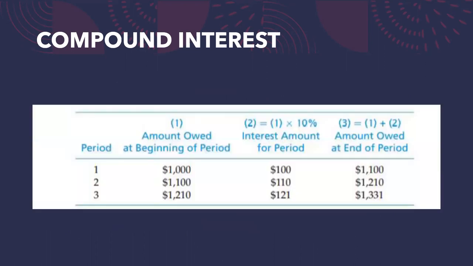So you can see in this table, the $1,000 lent for a period of 3 years. After the first year, $100 interest should be paid. Therefore, at the end of the first year, it will be $1,100. After the end of the second year, 10% of 1,100 is 110, so it will be added, and then it becomes 1,210. Likewise, the interest is compounded, not linear to the time.